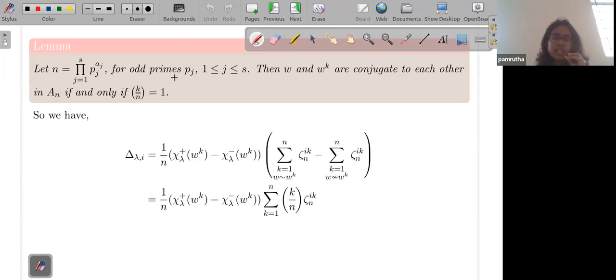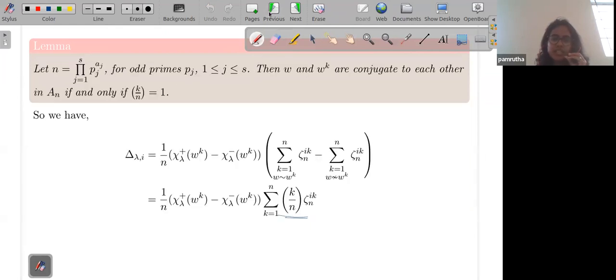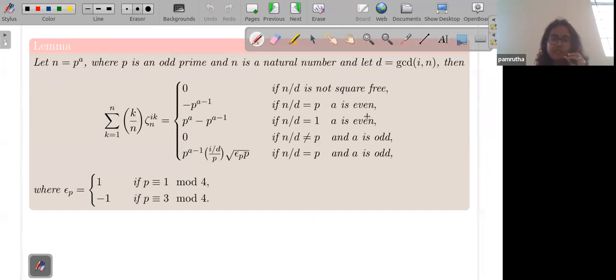This is my condition. Let's recall that our target was to find this difference, capital delta lambda I. So here we were looking at this difference. Now we have seen that both are conjugate if and only if the Legendre symbol is 1, and if it is not conjugate, the Legendre symbol is minus 1. So I can replace this minus with this particular thing. Now this is just the formula, so what we need is to understand the summation, and we can get the summation from this lemma.